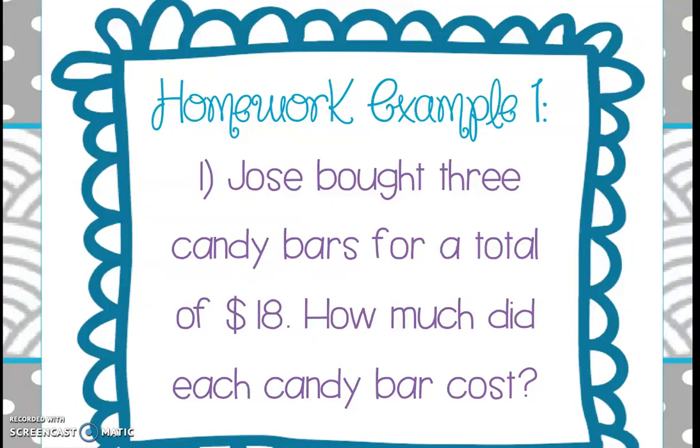So if we go back into the words and we pick out the things that are important, okay, we see that Jose bought 3 candy bars. That is really important. Okay, now we don't know how much the candy bars cost, but we know that he bought 3 of them. Okay, so the fact that he's buying these candy bars and we don't know how much they are, that is important as well. For a total of $18, that's important. And we're looking for how much did each individual candy bar cost.